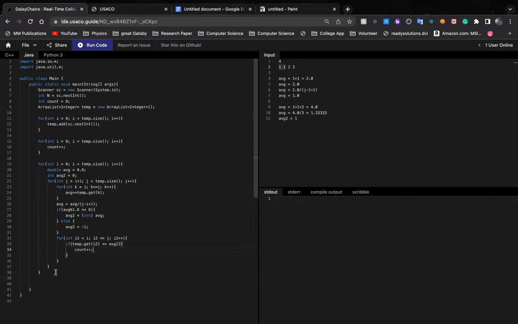But another thing to keep in mind is, in this case, if I add 1 plus 1 and average it, I get 1.0. Now, in this case, i2 is equal to i, so i2 is equal to 0. So is 1 equal to 1? Yes. So our counter will increase from 4 to 5, right? And then i2 will now become 1. And then is temp.get(1) also equal to 1, right? So does that mean our count will become 6? That's what's going to happen.